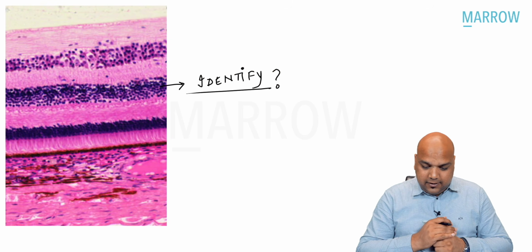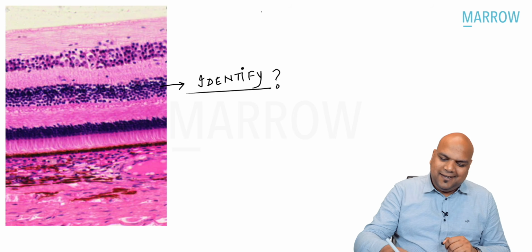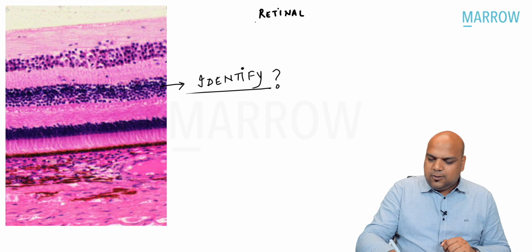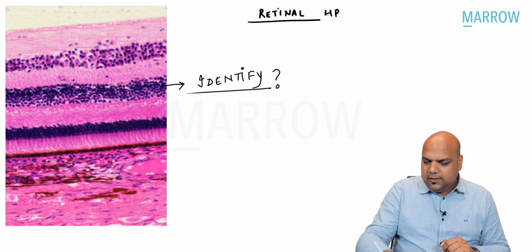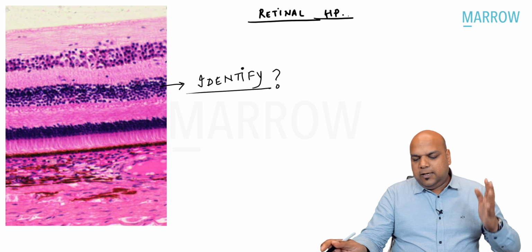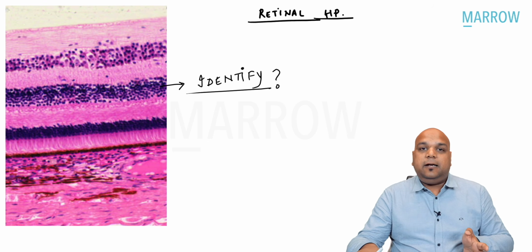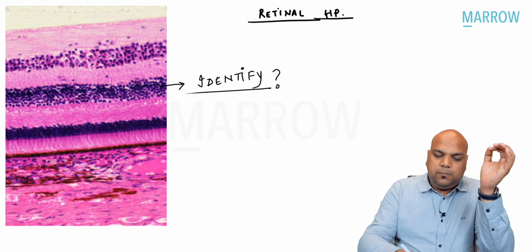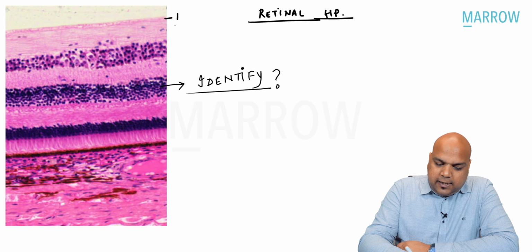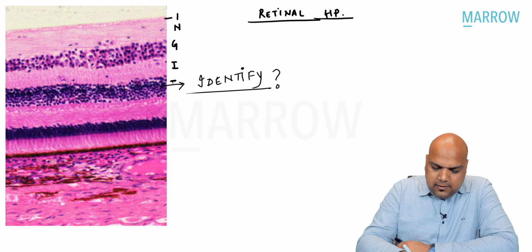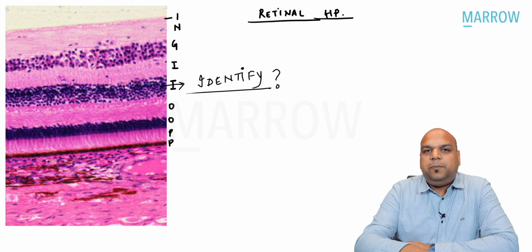What do I identify? I don't have options also. So, okay, this is a photograph showing retinal histology or histopathology. Now they are asking you to identify one layer of the retina. I am pretty simple. I start with the topmost layer. I know the mnemonic: ING IOP2, right?